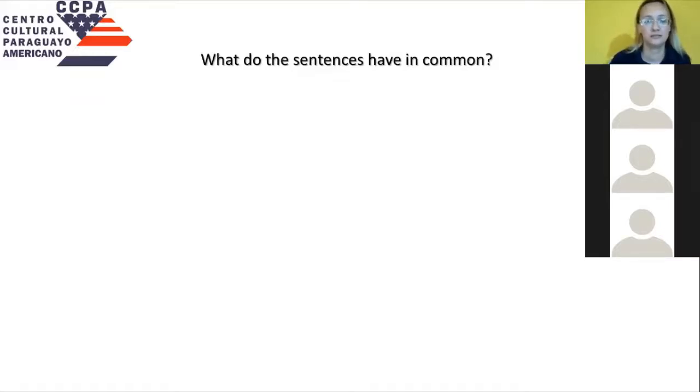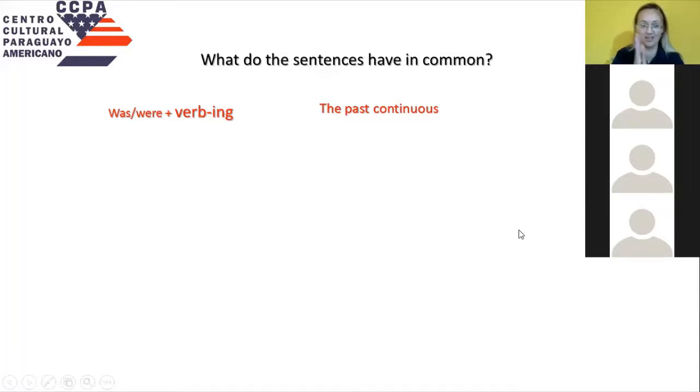Okay, can you guess? Yes, the sentences talk about accidents or injuries. Yeah. What else? They have bad luck. Past continuous, very good, Victoria. There you go. So they have was, were, and the verb in ing form. And that is called the past continuous. Very good.